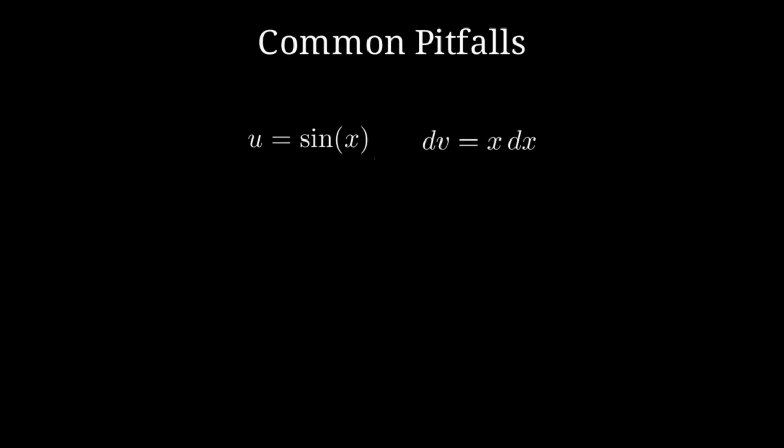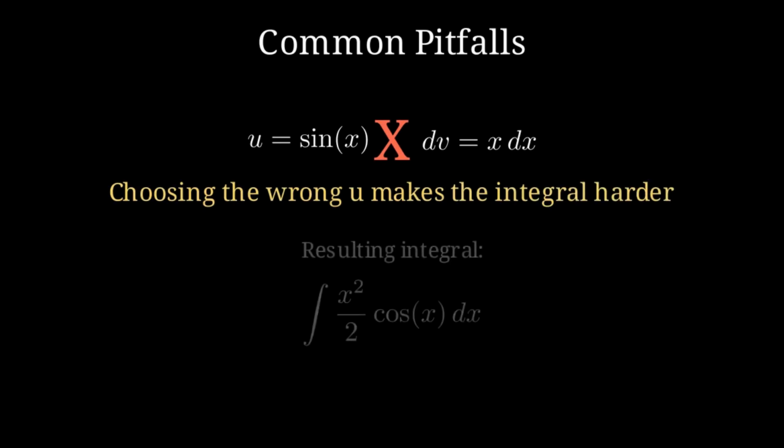What if we pick the wrong u? If we had picked sine as u and x as dv, our new integral would involve x squared, making the problem more complicated. Always follow ALATE to ensure the integral becomes simpler, not harder.